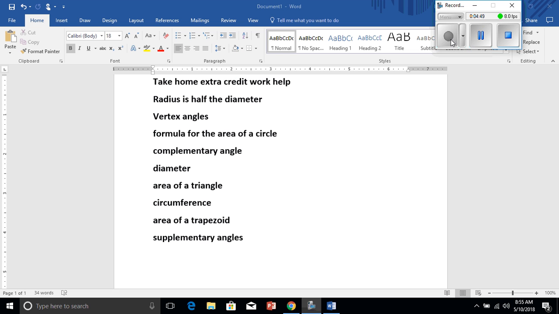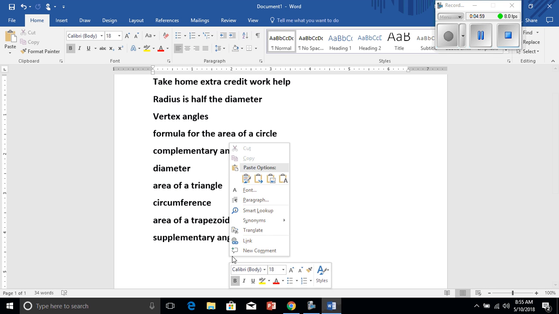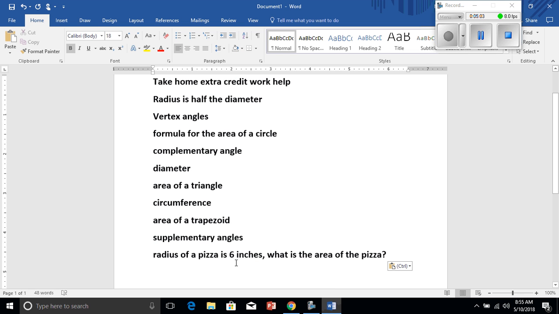Number 10 asks us for, let's see, the radius of a pizza is 6 inches. What is the area of the pizza? So we have to remember that our formula for the area of a circle is pi r squared. Since we know what pi is, that'd be 3.14. We have to multiply that by our radius, and they said the radius is 6. You have to realize though that we're first going to have to take the radius and square it. So we have to take 6 times 6 and then multiply it by pi to get our answer. So I'll let you go ahead and figure out what your answer is.